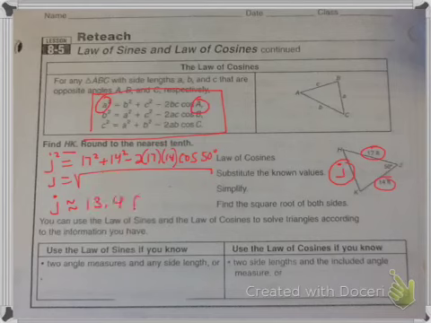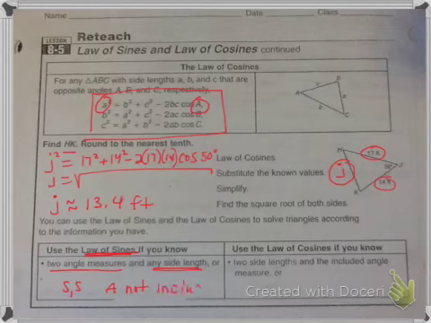So let's evaluate real quick. How do we know which one to use? So you're going to use the law of sines if you're given either 2 angle measures and any side length, or you're given 2 side lengths and A is not the included angle.